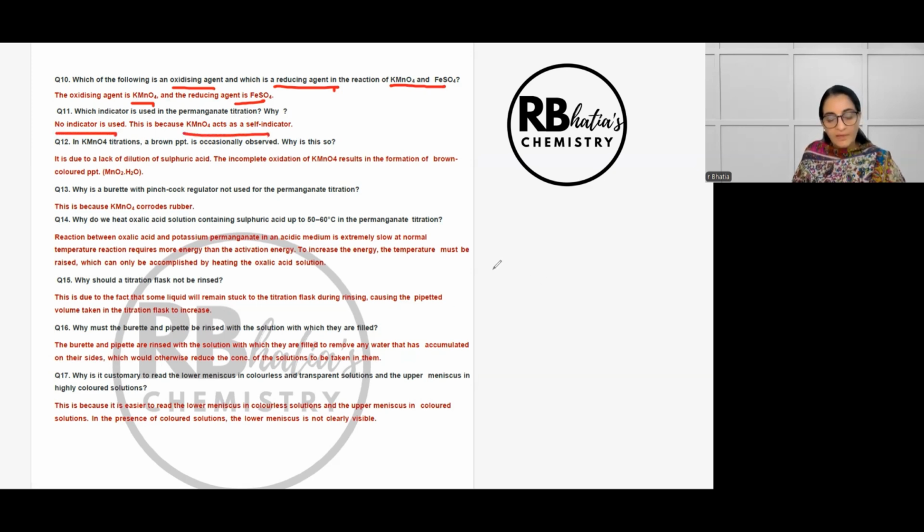What is an indicator? An indicator is basically something which changes its color along with change in pH. Fine. So KMnO4 itself is deep purplish pink in color, and when it changes to Mn2+, it becomes colorless. This is pink to colorless. So this itself can act as a self-indicator.